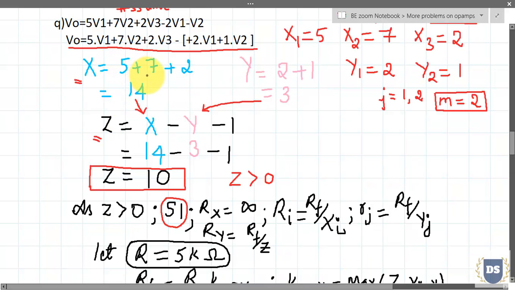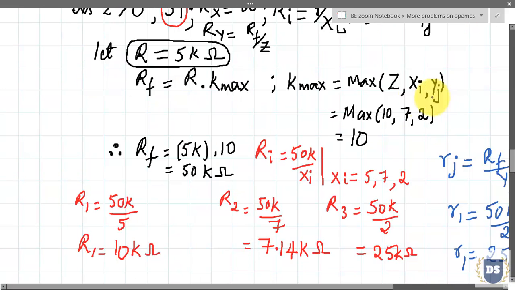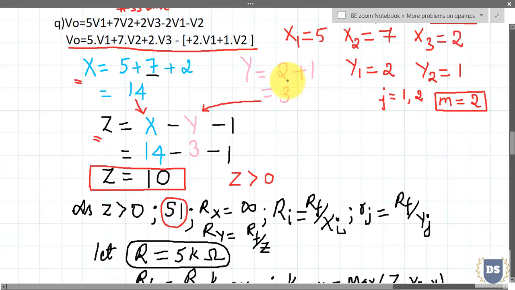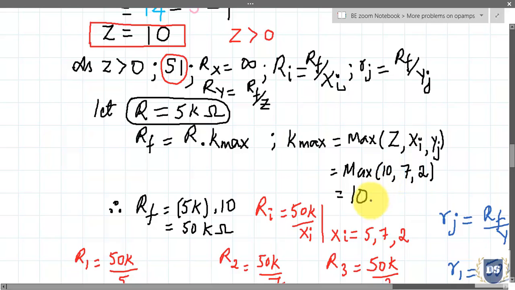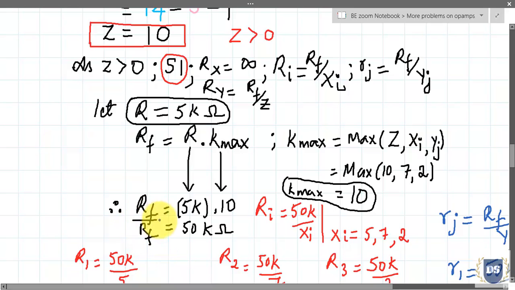The maximum value in Xi is 7. In a similar way for Yj, I'll be considering 2, and out of these 3 values, 10 is the maximum value. So I'll substitute K max is equal to 10 and R is equal to 5 kilo ohm. That in turn gives me the value of Rf, that which is equal to 50 kilo ohm.